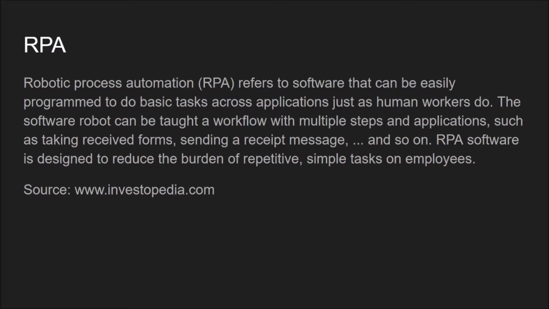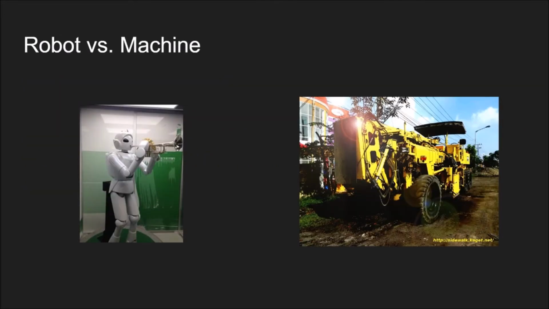So RPA is software that allows you to program your computer the way that a human would interact with it. The difference between a robot and a machine is that robot means human-like. So the robot in RPA means human-like interactions, and we'll see that in a little bit.